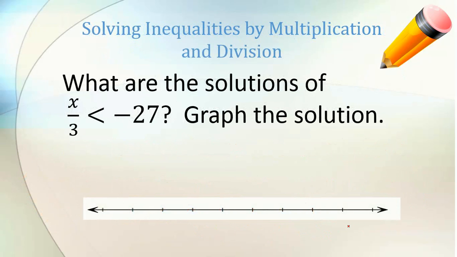Let's try multiplying and dividing. So I have x divided by 3 is less than negative 27. I want to get rid of that division by multiplying. So let's multiply both sides by 3.